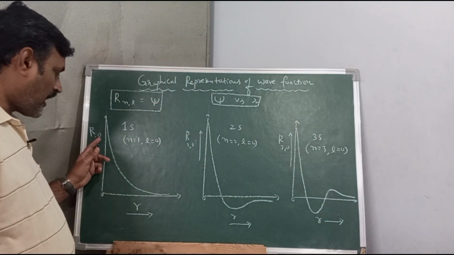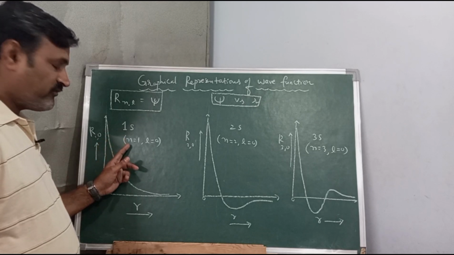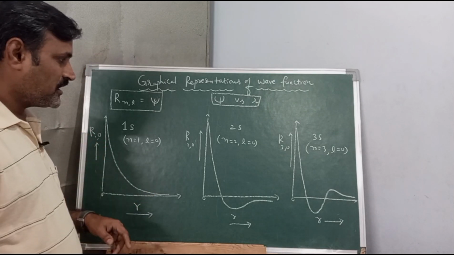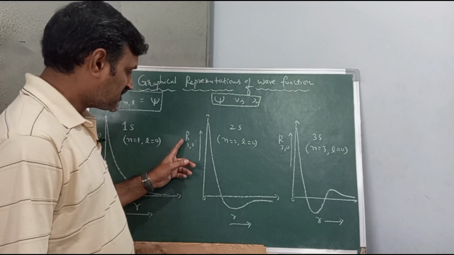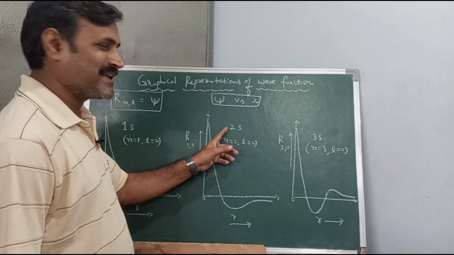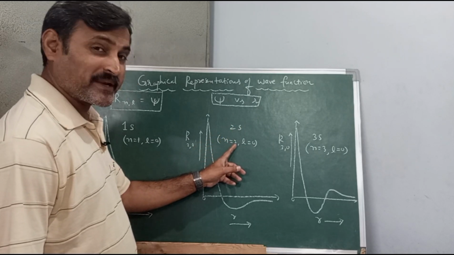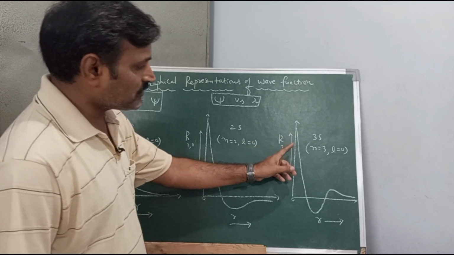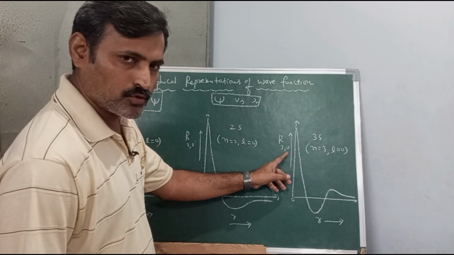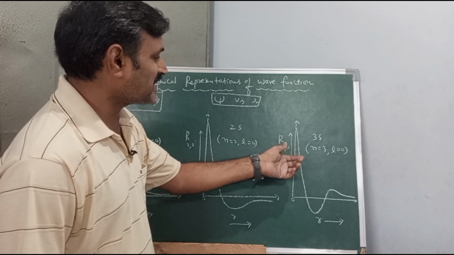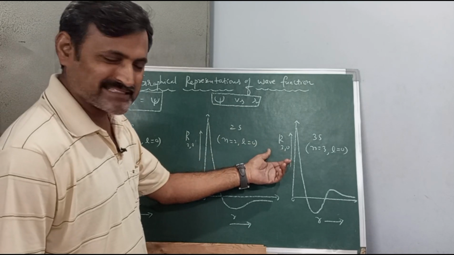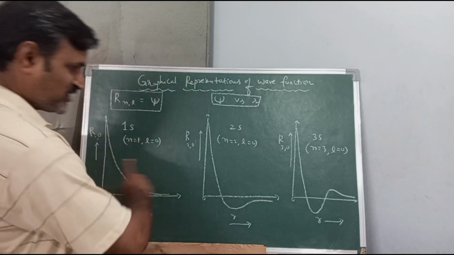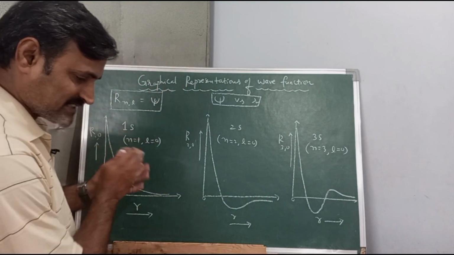In this, R1,0 indicates the 1s orbital, where the n value is 1 and the l value is 0. The curve comes like this. Coming to another graph here, this is R2,0, the 2s orbital, where the principal quantum number is 2 and l is 0. Coming to the other one, R3,0 is the wave function related to the 3s orbital, taken on the y-axis, with the radius on the x-axis, and we got the curve like this. Observing all these, what is the R maximum?